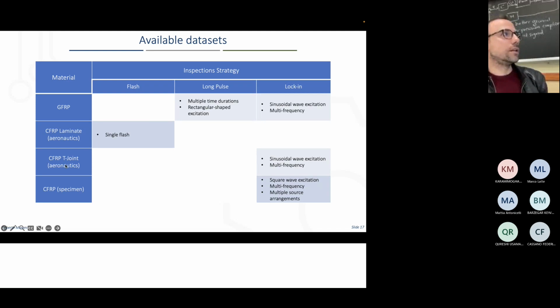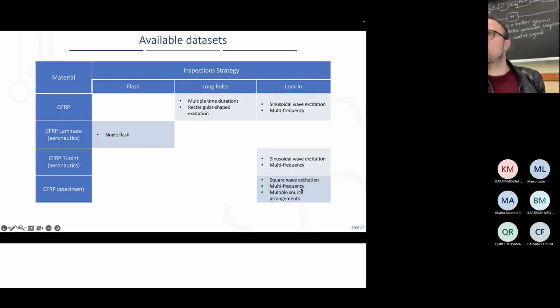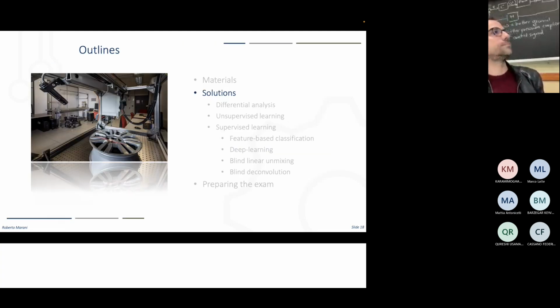Then the T-joint: for the T-joint we get the sinusoidal wave excitation and multi-frequency. So we add just the amplitude and phase maps of the view from the bottom of the T-joint. And then the last one, the carbon fiber reinforced polymer, this specimen here, we get a square wave excitation, multi-frequency, and multiple source arrangement. And we were copying the problem, for example, for multiple source arrangement. We will see now in a few minutes.